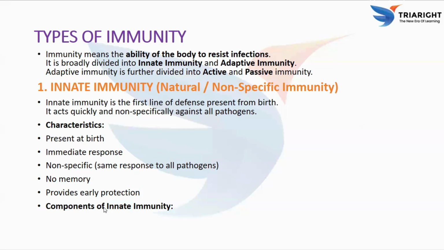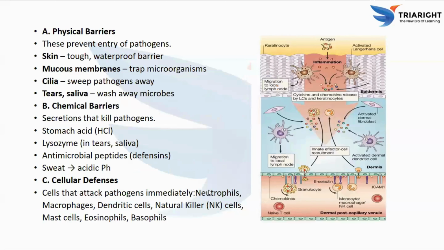So what are the components of innate immunity? Physical and mechanical barriers, chemical barriers, cellular components, and physiological responses. These are all the components of innate immunity, divided into four main groups. First, physical barriers. These structures physically block pathogens from entering the body. How? Coming to skin, it is a tough, thick and waterproof barrier. It contains keratin that prevents microbes from penetrating.